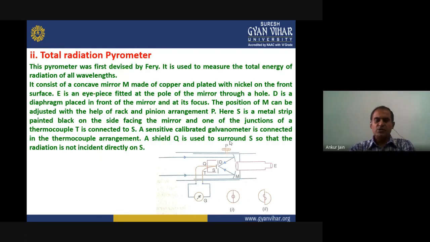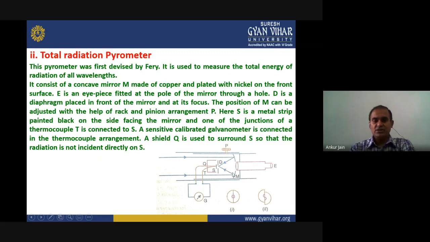Now we will go to another type of pyrometer, the total radiation pyrometer, which was first devised by Ferry. We have seen the black body also, which was made by Ferry. Ferry is a famous scientist who worked a lot on radiation topics. That's why he developed this instrument, which is used to measure the total energy of radiation of any wavelength. What is the construction of this?